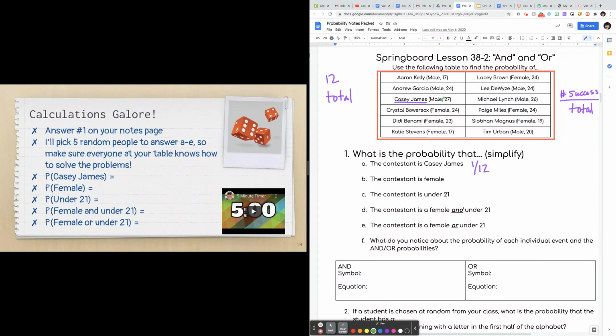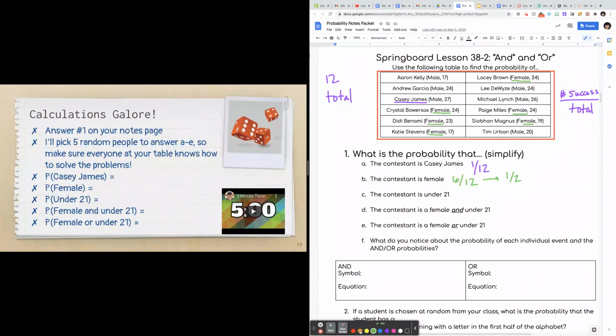Okay, now the next question here is the probability that a contestant is female. So let's go through and make a list here, count how many of these people on my list are female. So I have here 1, 2, 3, 4, 5, 6. Okay, so that would mean my probability would be 6 out of 12, which you could reduce if you want to, because there is a common factor here between 6 and 12. Greatest common factor is 6, so 6 divided by 6 is 1. 12 divided by 6 is 2, so that could be reduced.